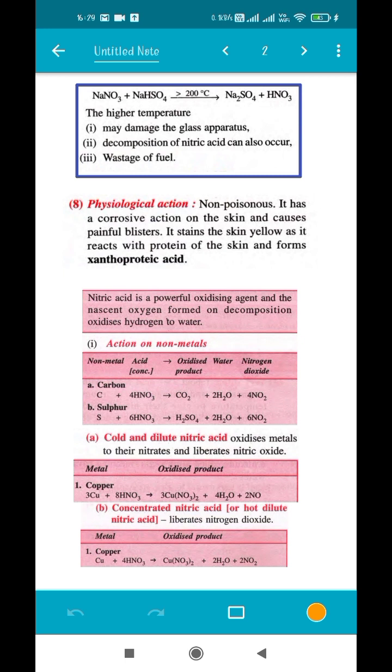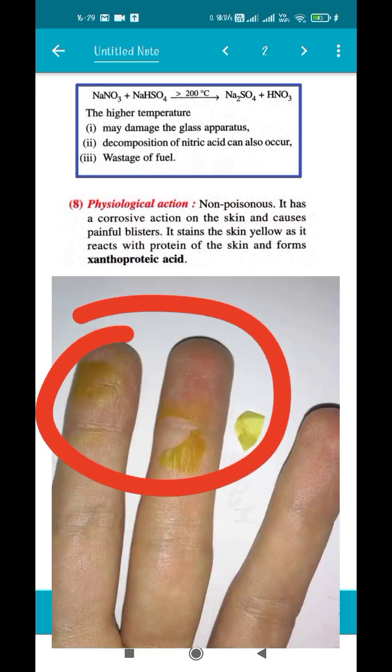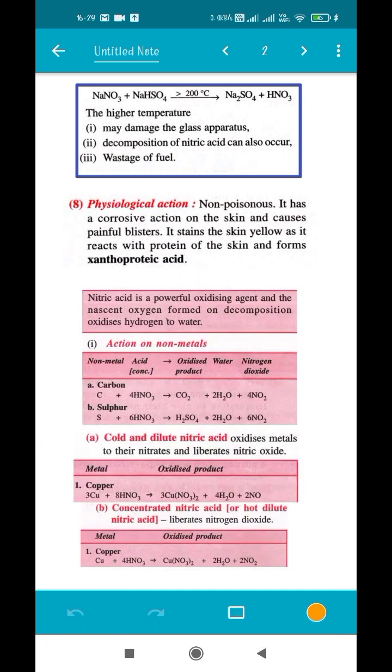Next is a harmful effect of nitric acid. Although nitric acid is non-poisonous as such, if it falls on the skin, it can cause blisters. So the skin becomes yellowish in color when nitric acid falls on the skin. This is because it reacts with the protein on our skin and it will produce xanthoproteic acid. Very important. This is the only thing you have to remember from its physiological action. Xanthoproteic acid is formed, which gives the skin a yellow color.